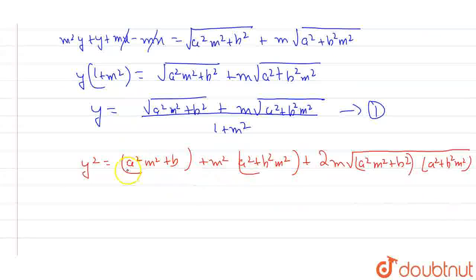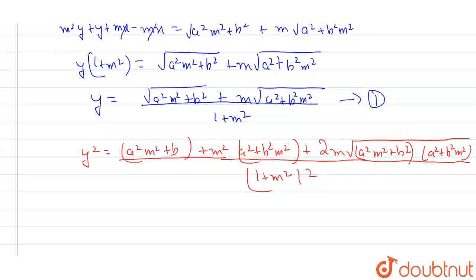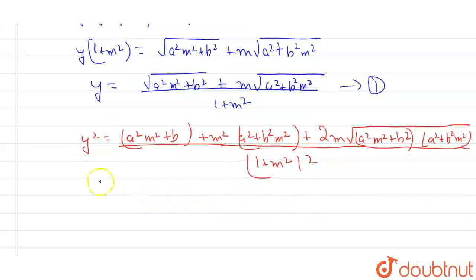And in the denominator we have 1 plus m square, but this time it will be 1 plus m square whole square, right? So further solving this, I'll get the equation as, this is a square m square, and if I multiply m square with this term, this will become m square square.